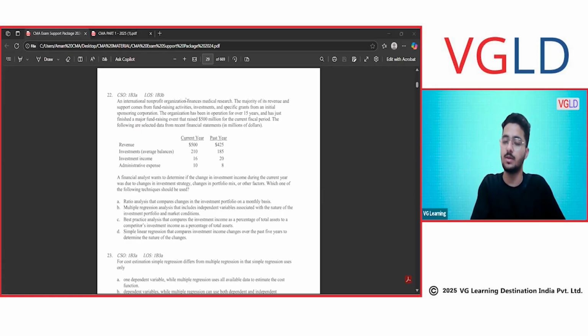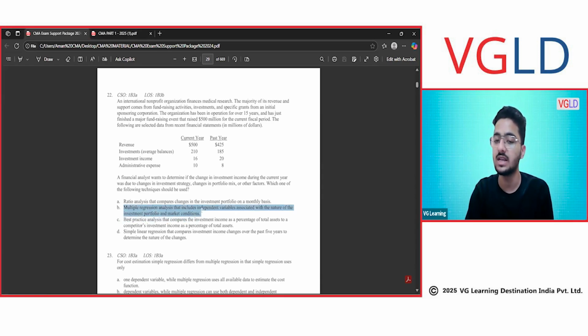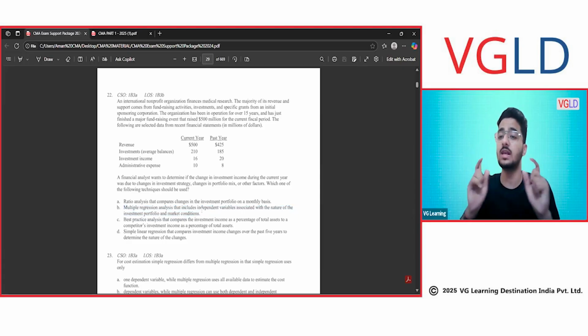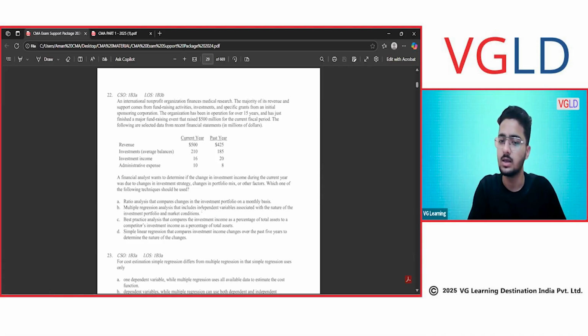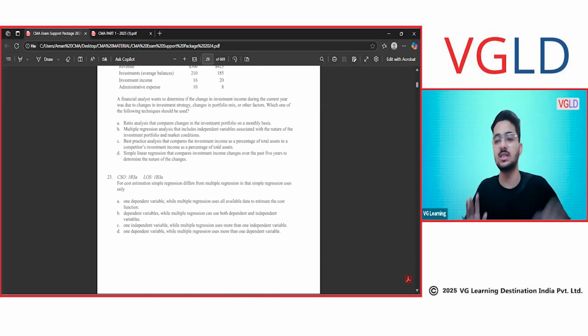Samir got the answer most probably because Samir knows this well. Okay, good set of answers I'm getting. Yes, correct. Good guys. It's multiple regression analysis that includes independent variables associated with the nature of the investment portfolio and the market conditions. There are more than one independent variables: investment strategies, portfolio mix, other factors, X, Y, Z. So that makes our factor different. Good guys, going good. Next, I want you all to answer this 23rd number.